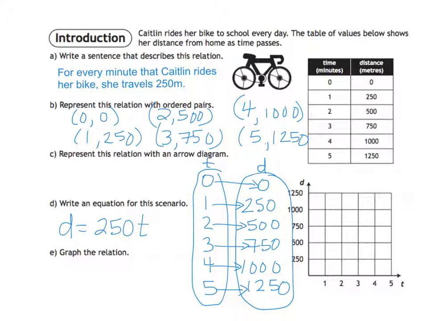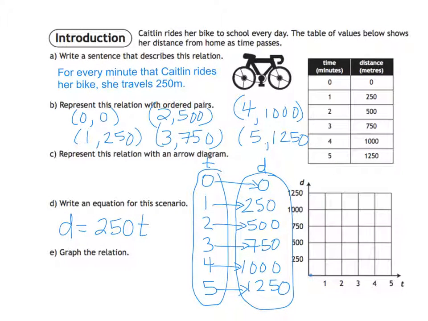Then it asks us to graph the relation. So when we graph it, zero and 0.